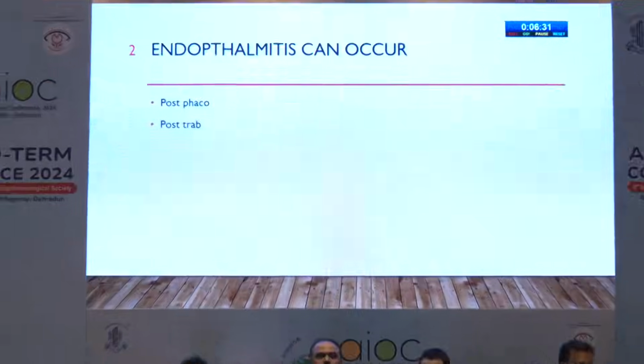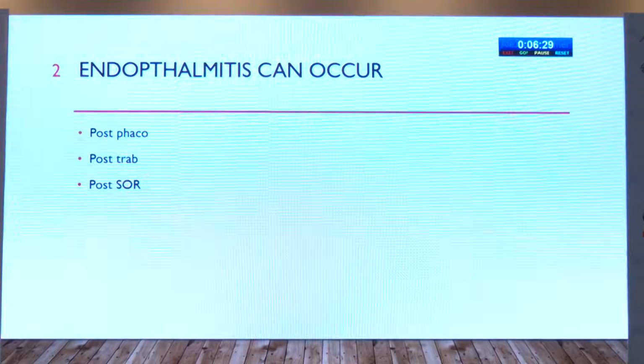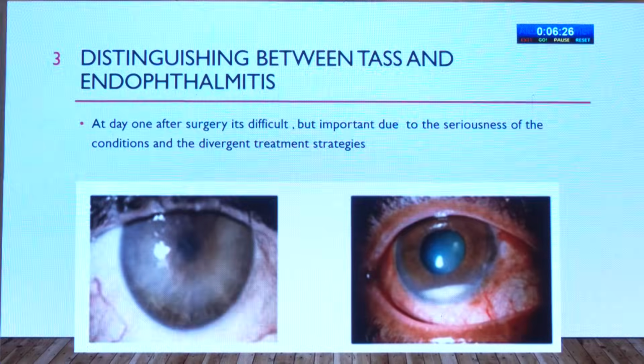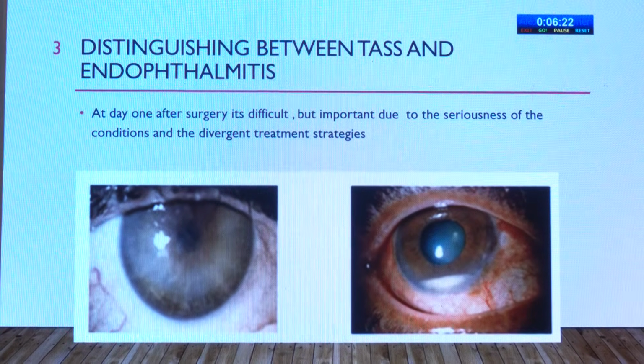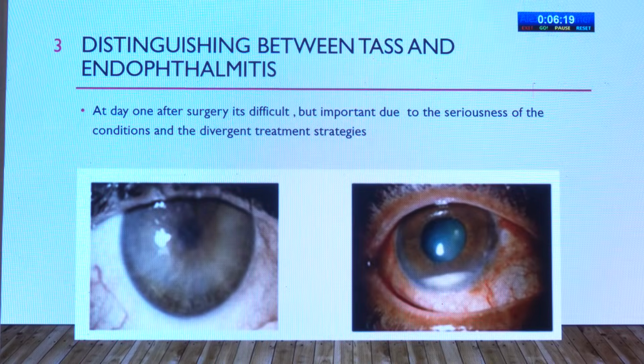Good afternoon, everyone. My topic is acute post-operative endophthalmitis. Endophthalmitis, as we all know, is a most dreaded and serious complication. We can say it's the worst nightmare for any operating surgeon. It can occur after any cataract surgery, after any glaucoma surgery, even post SOR, post pterygium. So first thing, before diagnosing endophthalmitis, we must think about TASS as well.